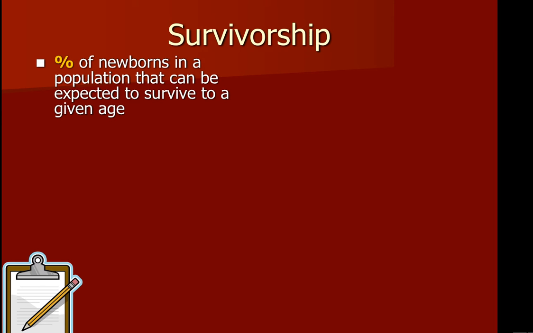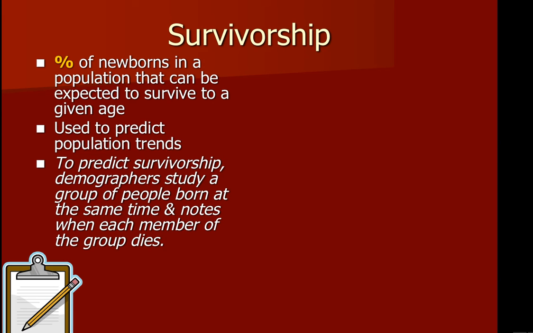So survivorship. What does survivorship mean? So the percent of newborns in a population that can be expected to survive to a given age. So this is a big predictor of population, and basically the health of a population is infant mortality rates. The higher the infant mortality rate, the lower the health of that particular nation. And it's used to predict population trends. To predict survivorship, demographers study a group of people born at the same time and note when each member of the group dies.